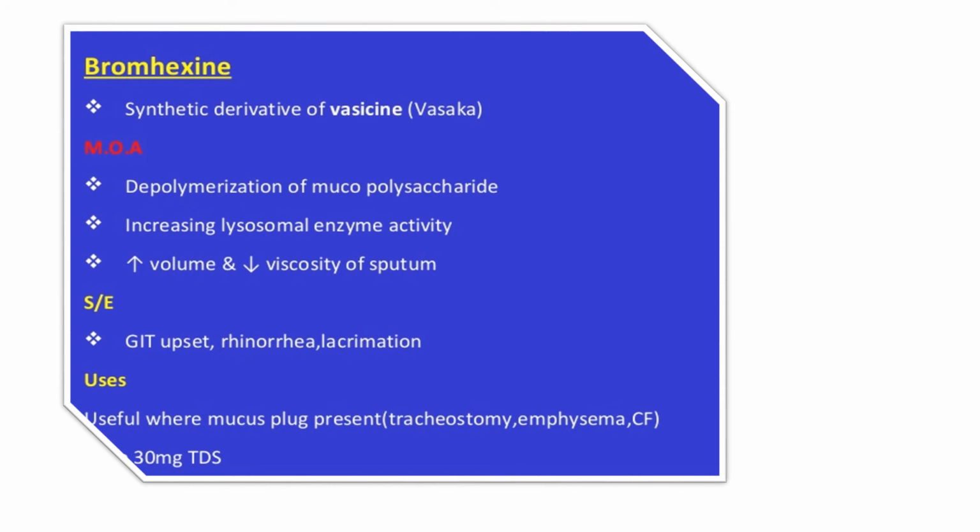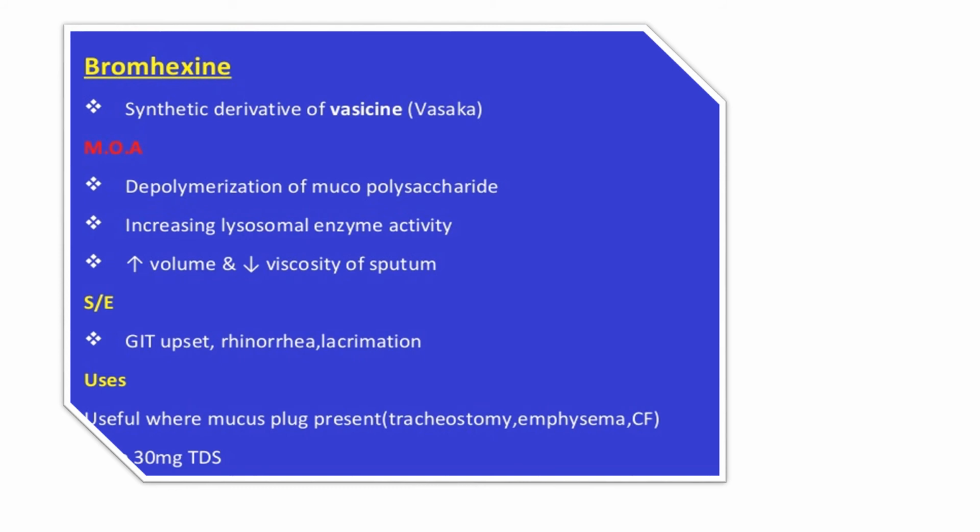Bromhexine, another derivative of vasicine or Vasaka. Here what happens is depolymerization of the mucopolysaccharide, which increases the lysosomal activity, helps to increase the volume and decrease the viscosity of the sputum, as well as helps to expel the sputum. The side effects will be GIT upset, rhinorrhea and lacrimation. This is useful in patients where a mucus plug is present, tracheostomy, emphysema and CF, cystic fibrosis. The dose is 30 mg TDS.